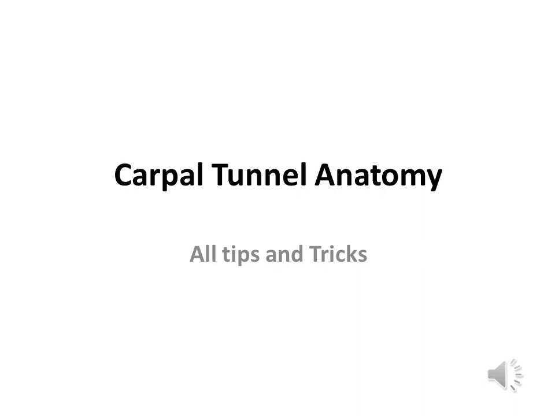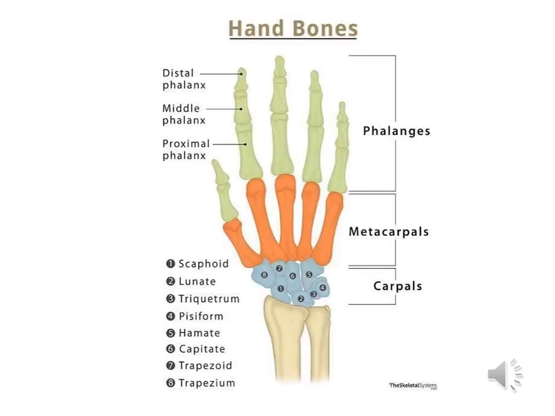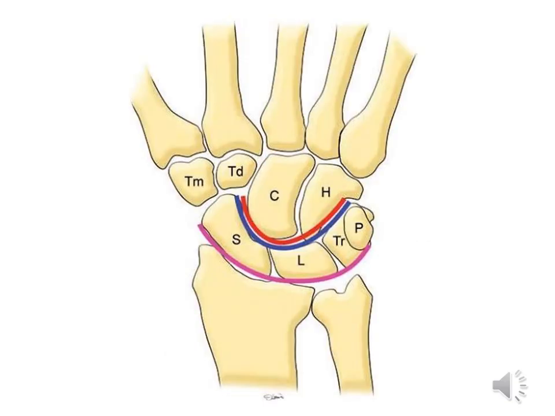Today we will be talking about carpal tunnel anatomy, with all the tips and tricks. We will start with the hand bones. We have phalanges, metacarpals and carpals. The carpal bones in the first row are scaphoid, lunate, triquetrum and pisiform. In the second row we have trapezium, trapezoid, capitate and hamate.